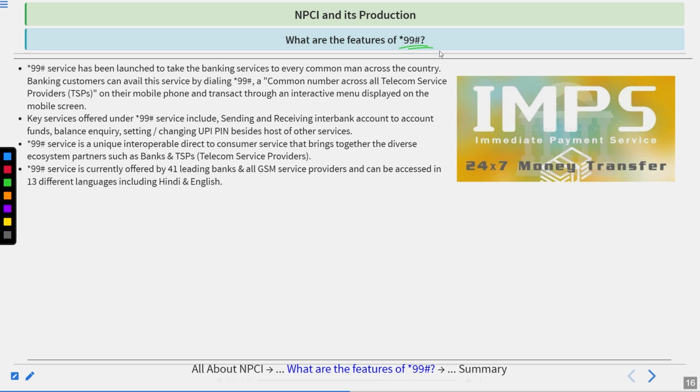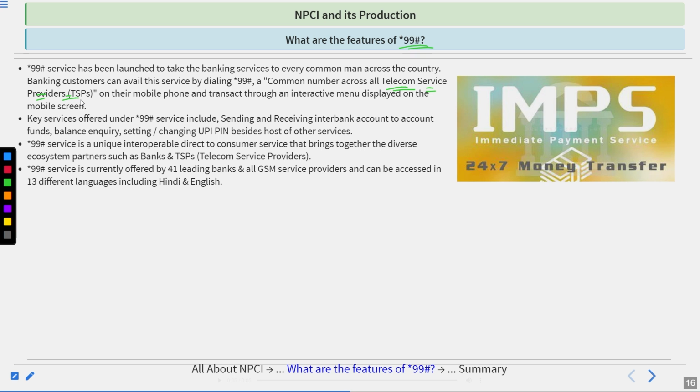Now, what are the features of *99#? The *99# service has been launched to take banking services to every common man across the country. Banking customers can avail this service by dialing *99#, a common number across all telecom service providers, on their mobile phone and transact through an interactive menu displayed on the mobile screen. Key services offered under the *99# service include sending and receiving interbank account to account funds, balance inquiry, and setting or changing the UPI PIN, besides a host of other services.